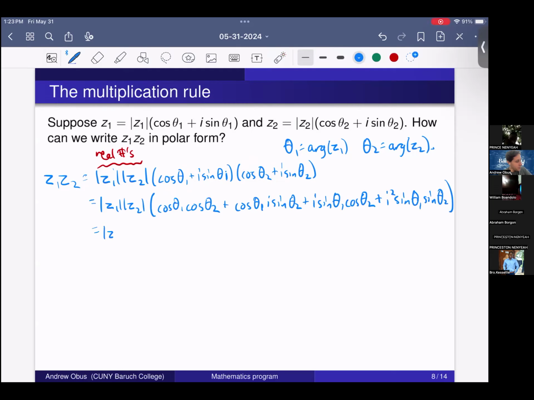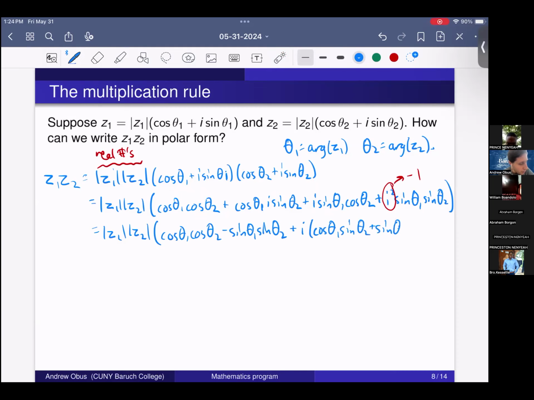So let me simplify this. So this is Z1 Z2. Then here, let me do the real parts first. So I have cosine theta 1 cosine theta 2. And here I have the plus i squared. But remember, this i squared is the same thing as minus 1. So I get cosine theta 1 cosine theta 2 minus sine theta 1 sine theta 2. And then here I have two things that both have an i, so I'll pull out an i. So plus i times cosine theta 1 sine theta 2 plus sine theta 1 cosine theta 2.